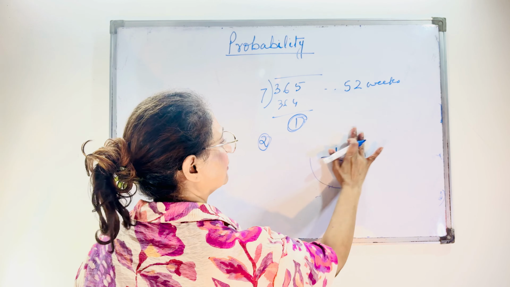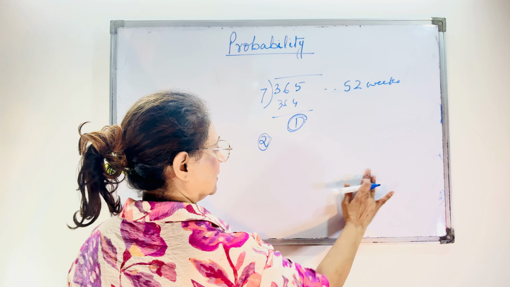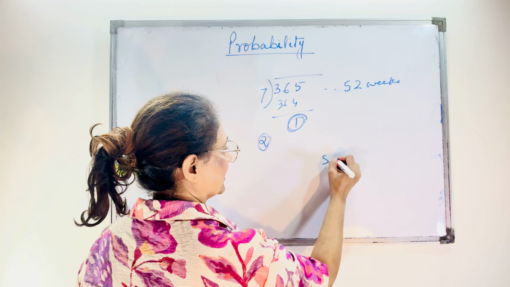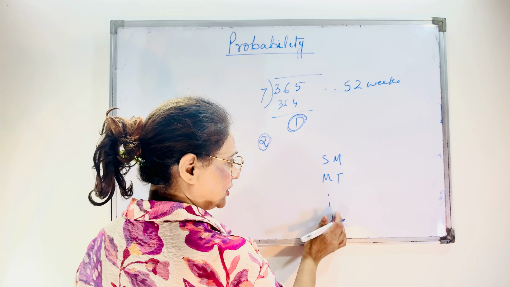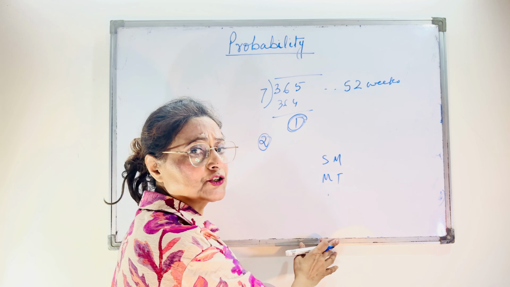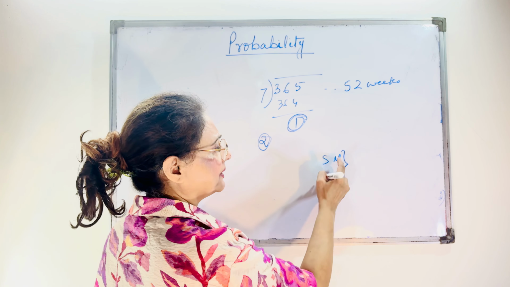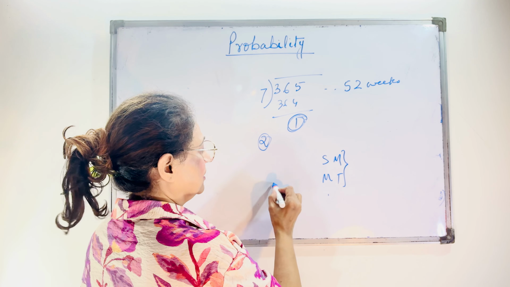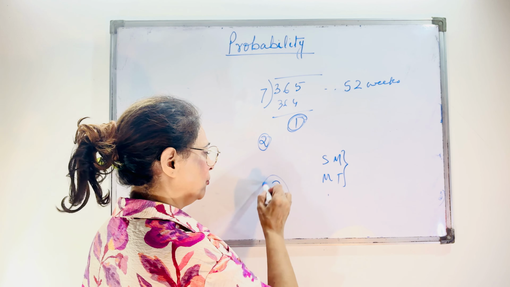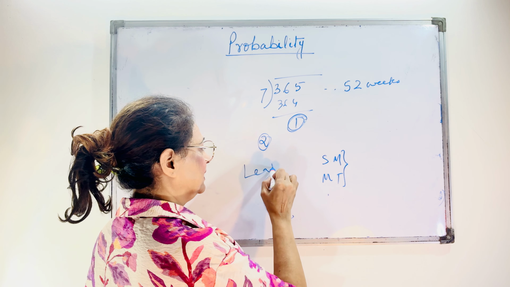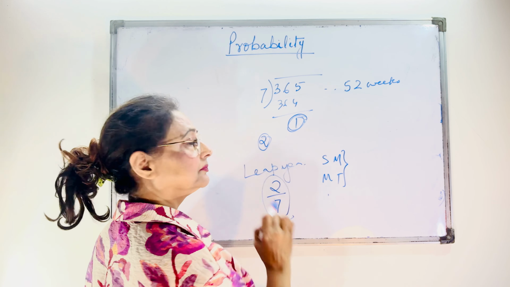If it is a leap year, 2 days would be left, right? For a leap year, 2 days will be left. So the pairs can be Sunday-Monday, Monday-Tuesday, like that. If you take the combinations, you will see 7 combinations are there, out of which 2 of them contain Mondays. So the possibility of getting a Monday would be 2 by 7 for a leap year. Got it?